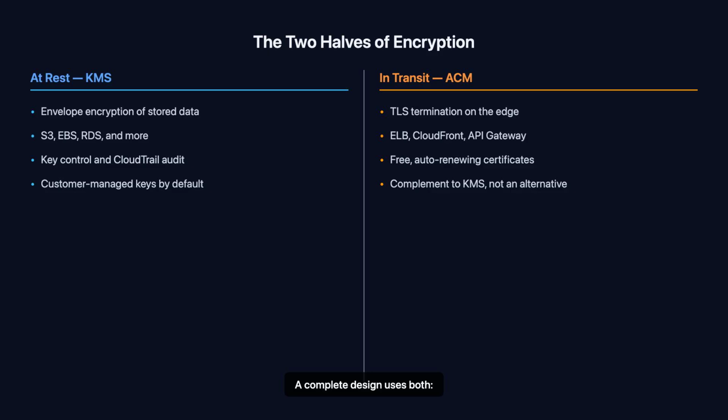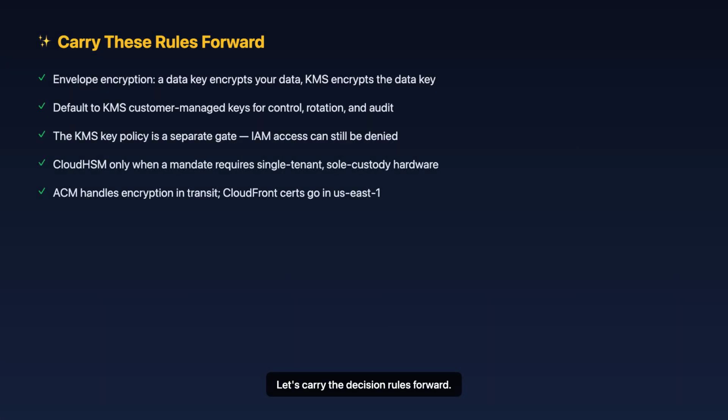A complete design uses both: KMS to protect the data where it sits, ACM to protect it while it moves. Let's carry the decision rules forward. Envelope encryption is the model. A data key encrypts your data, and KMS encrypts the data key, which is what lets it scale past that 4 kilobyte limit. Default to KMS customer-managed keys whenever you need control, rotation, or audit.